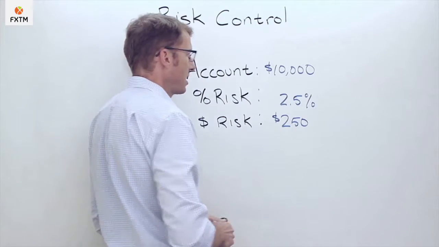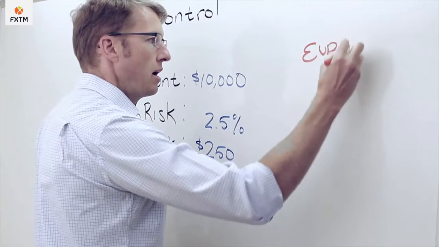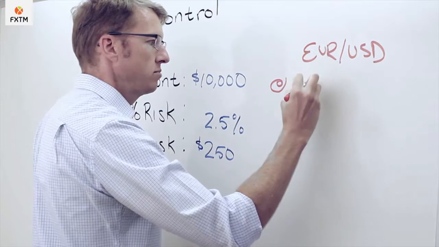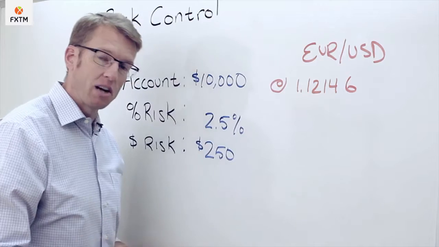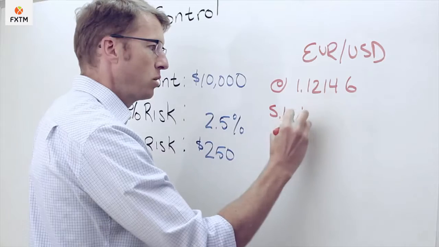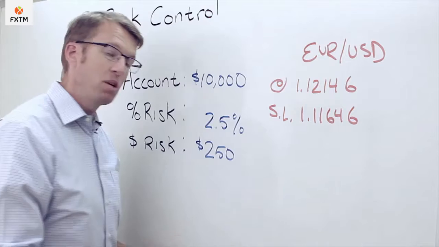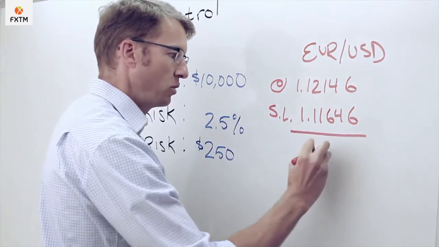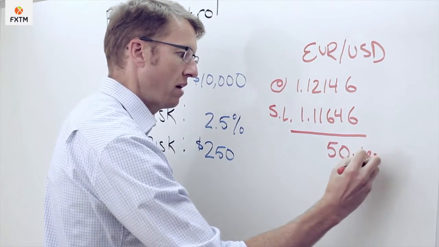Let's say that a trader has decided to get long the euro. And they're going to do that, just hypothetically, at 1.12146. Now, at the same time, they decided, all right, as far as risk goes, I have a stop loss in this hypothetical trade at 1.11646, which means that basically this trader, if they have a stop loss at that level, then they have a theoretical risk of about 50 pips or 500 points.